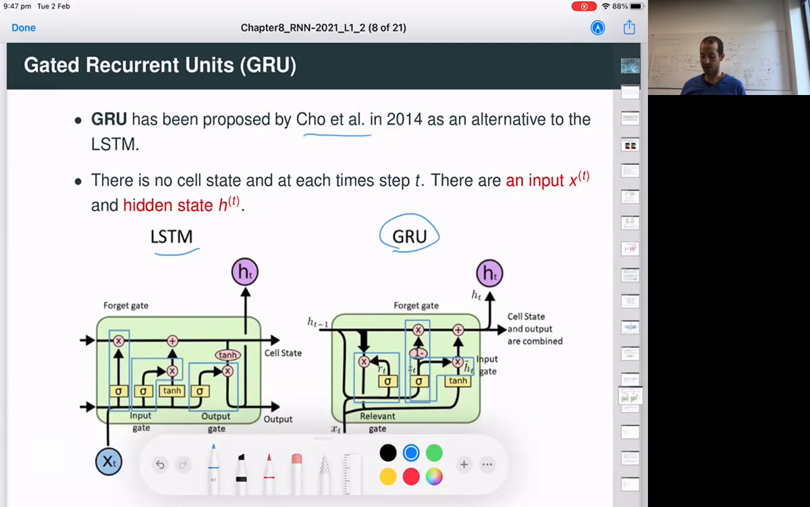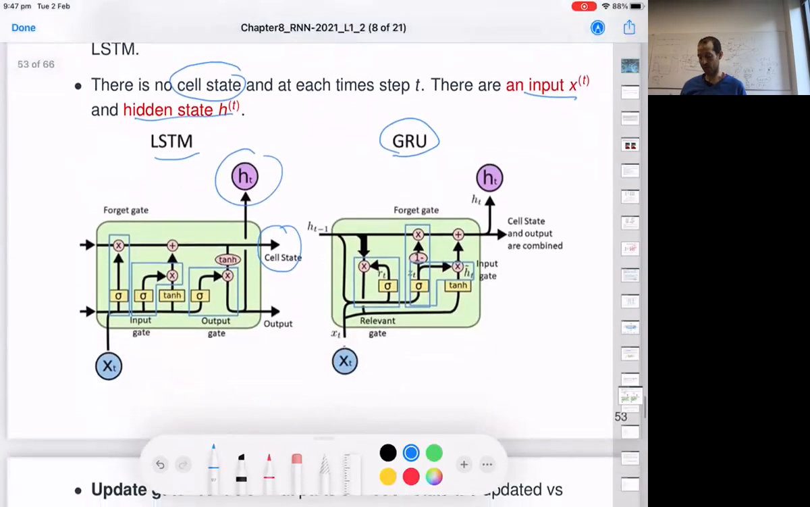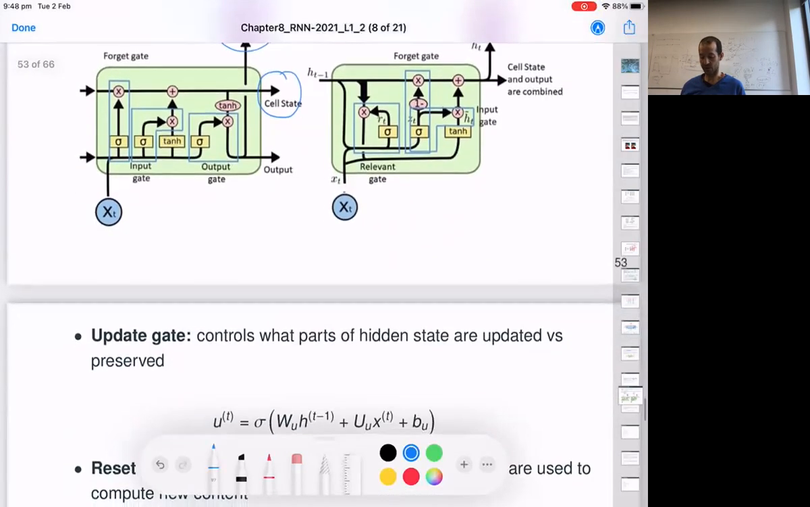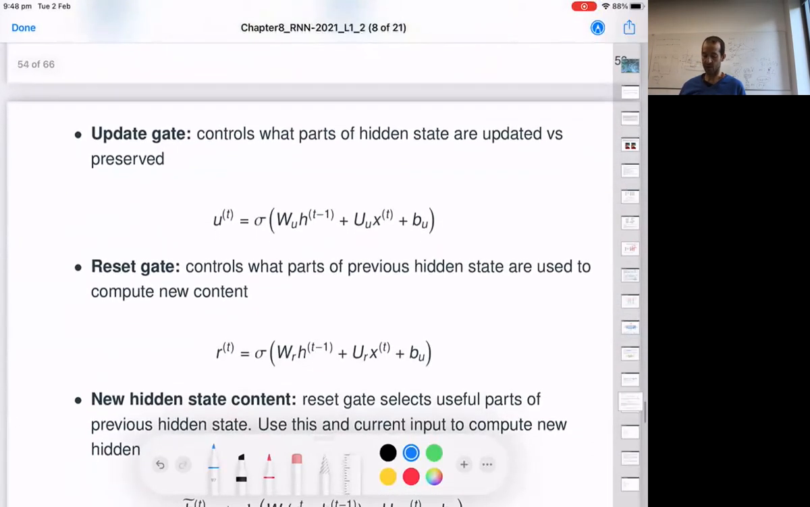And the difference between the LSTM and the GRU is that there are an input X and hidden state, but there is no cell state. In the LSTM, you have a cell state and you have the hidden state. Okay? So this is the main difference. It's very difficult to see the difference, and you have a different way to compute these gates inside the node.